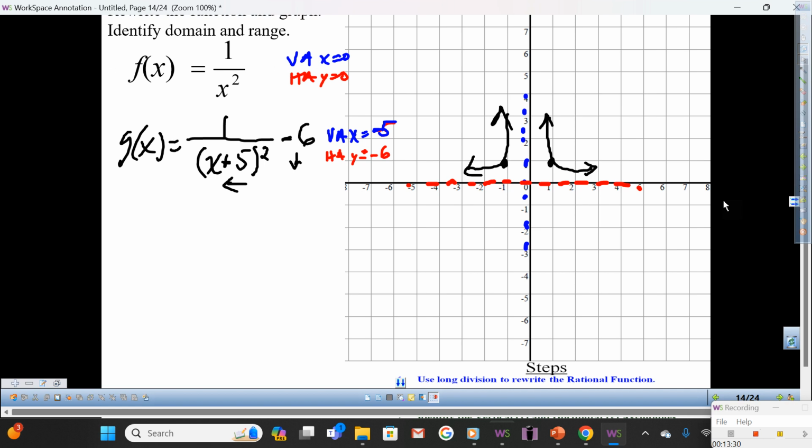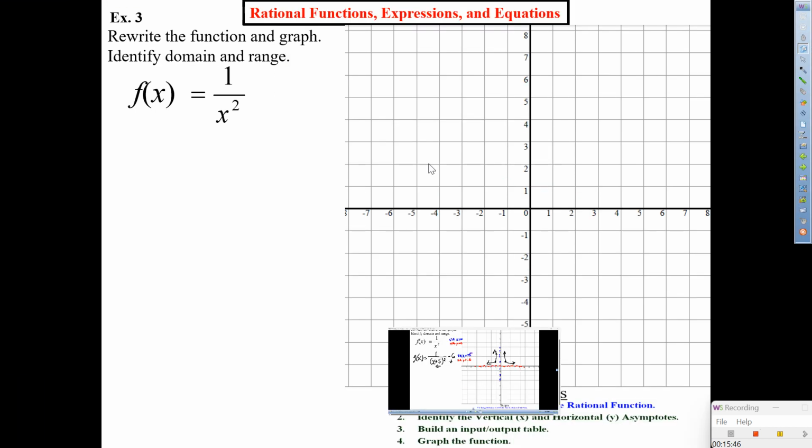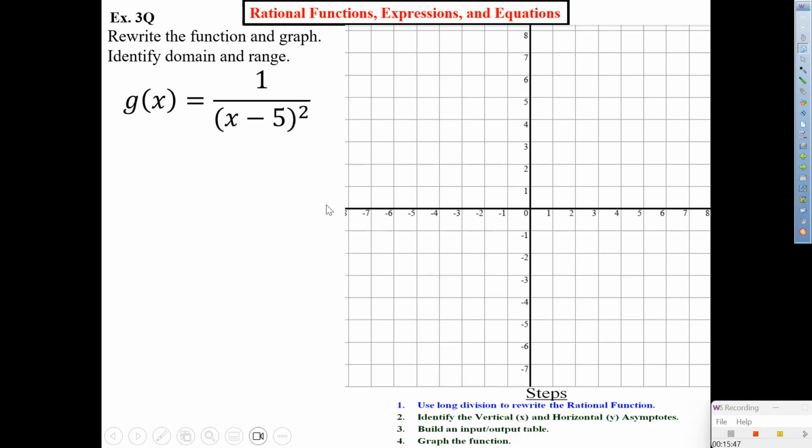All right? So from 1 to 5, I'll come to you with transformations now with the squared. All right, we good. So on your first coordinate plane, copy this one. Here we go. G of x equals 1 over x minus 5 squared.